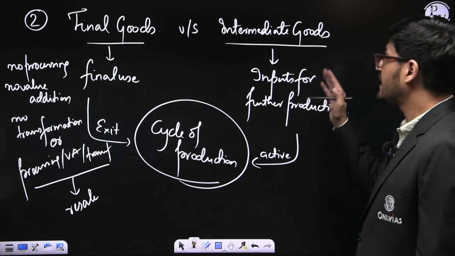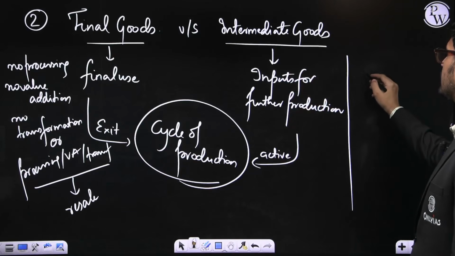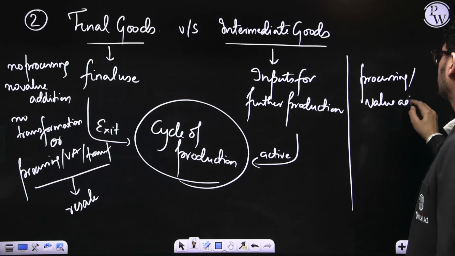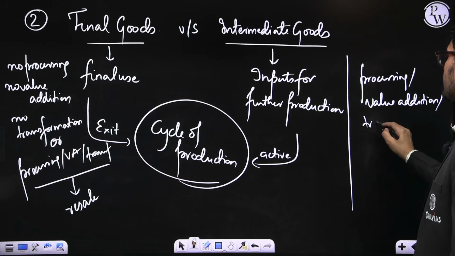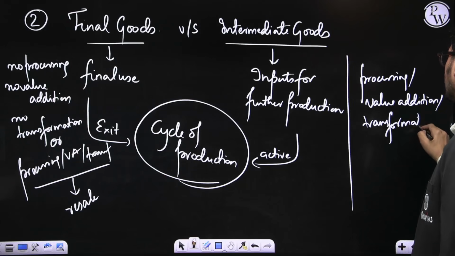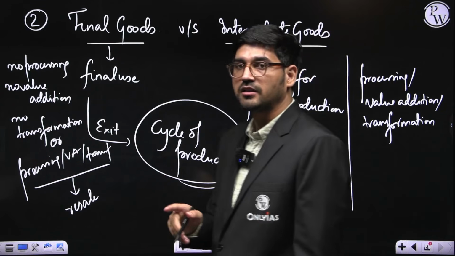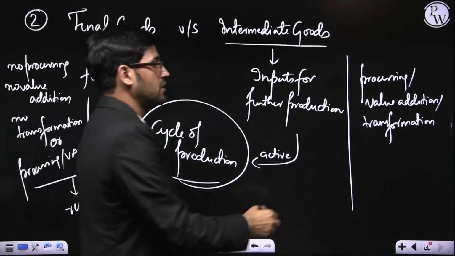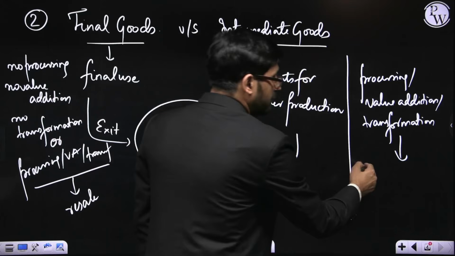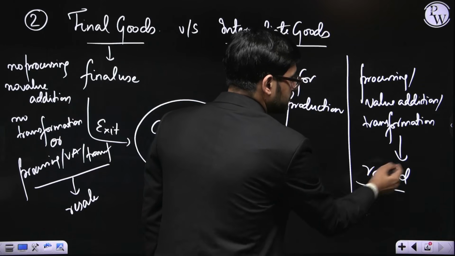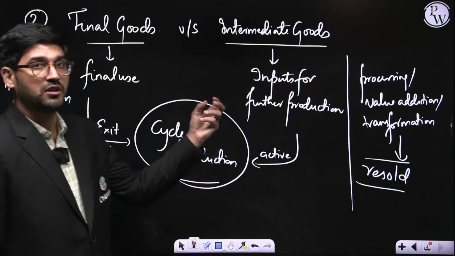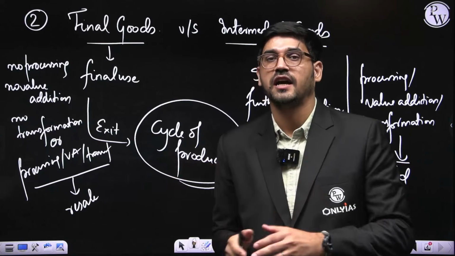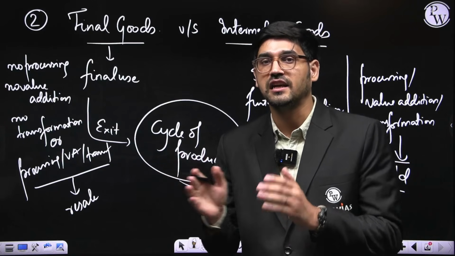While with the intermediate goods, there is a good chance that there will be some processing, some value addition, some transformation, or maybe not. But any value addition, any processing, any transformation, if done to these goods, will be done because these goods have to be further resold in the market. By transforming them, adding some value to them, or processing them, we are converting them into something else, and that something else is meant for resale in the market.